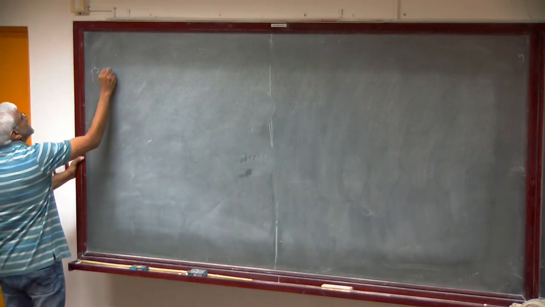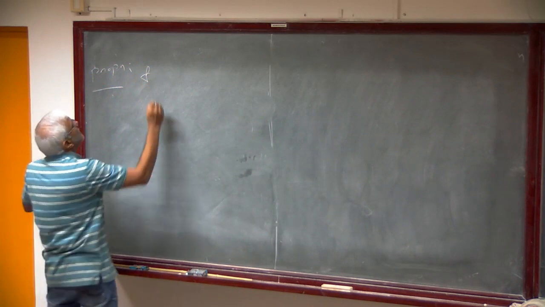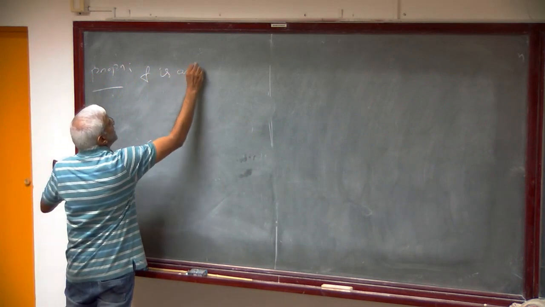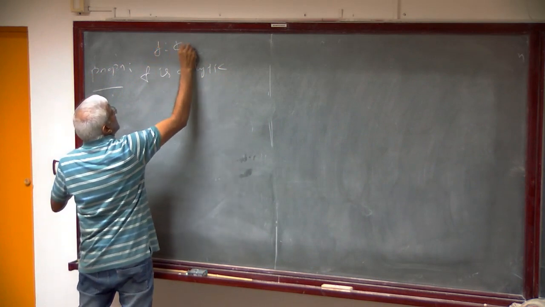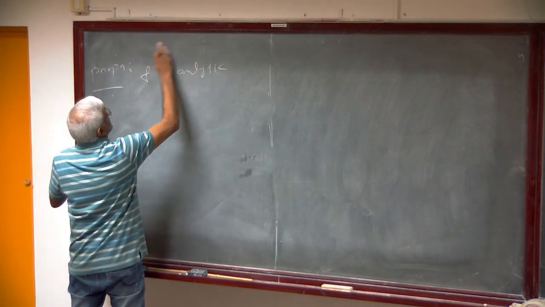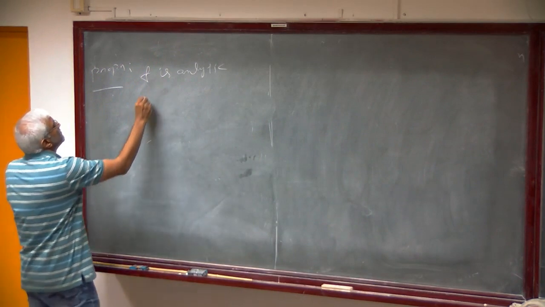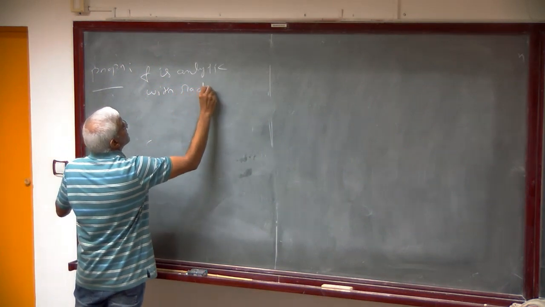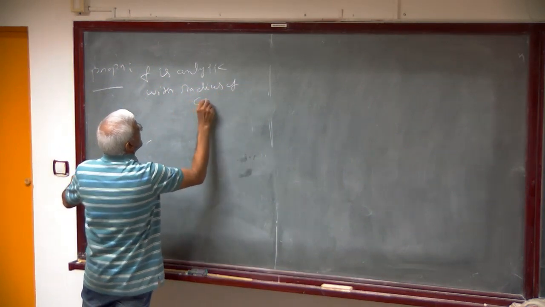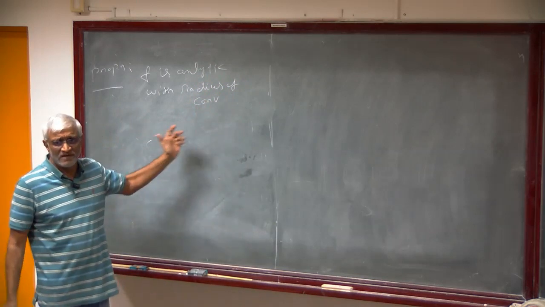So proposition: F is analytic. Of course, F is from C to C. I mean, it's not that F is analytic, it's defined on the open set with radius of convergence. Analytic means that you can expand it as a power series. Okay, that's what we will consider.